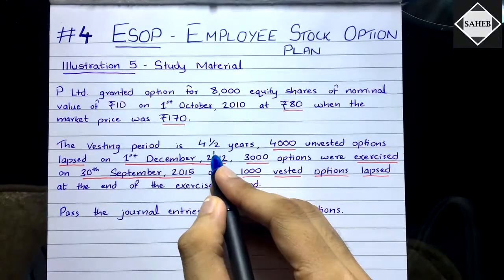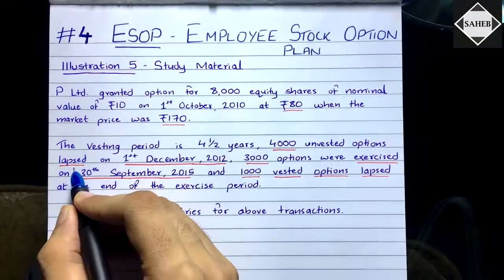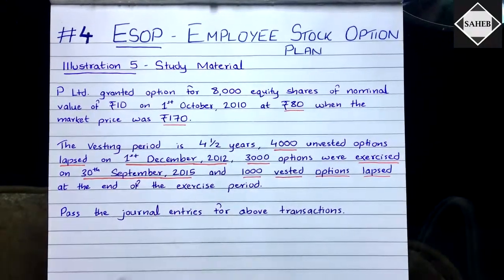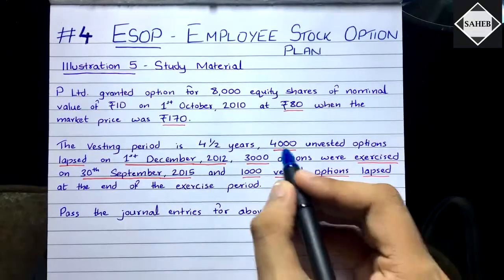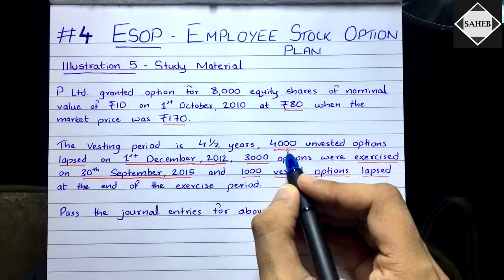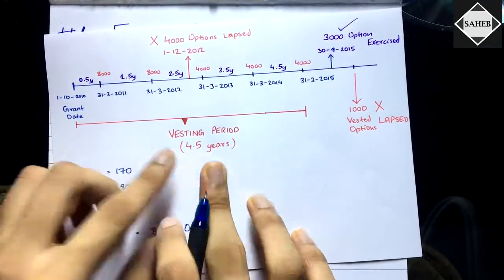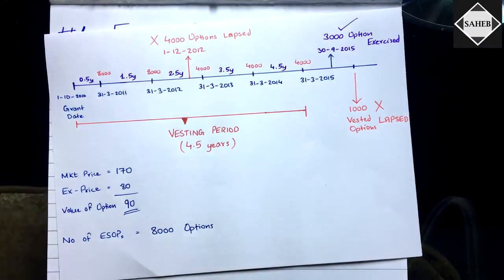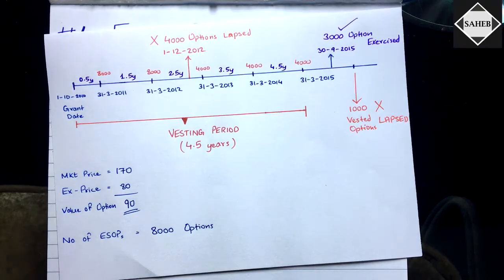So vesting period is 4.5 years, and then they are saying 4,000 unvested options lapsed. Lapsed means what? It has expired on 1st December 2012. Now what is happening over here? Maybe some employees have left the company. If they leave the company, what will happen? They didn't satisfy the vesting period. Somewhere in between they have left the company, so their options will become expired. It will not be of any use, right? So it will become expired.